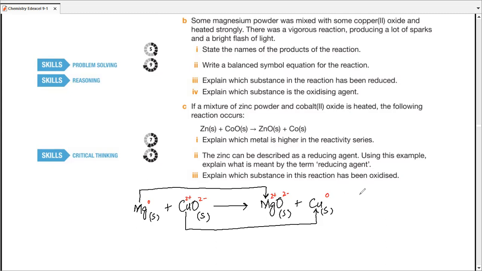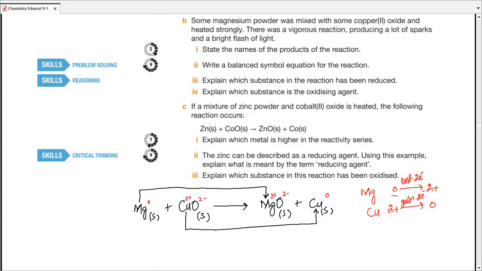Now understand the point that magnesium is going from 0 to 2 plus and copper is going from 2 plus to 0. Magnesium from its neutral state lost 2 electrons. You can even write it with a minus sign. Copper became neutral by gaining 2 electrons, the exact 2 electrons magnesium lost. That's why it's oxidation and reduction.